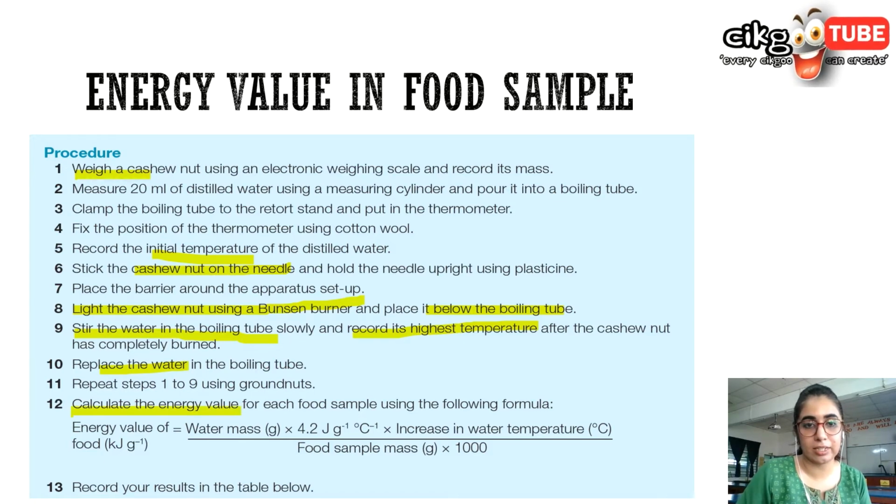Now, how do you calculate the energy value? You use the formula given, which is water mass in grams times 4.2 joule per gram per degree Celsius, and then you multiply with the increase in temperature in Celsius, and you divide with the food sample mass in grams and times 1000. And you can record your results in the tables.